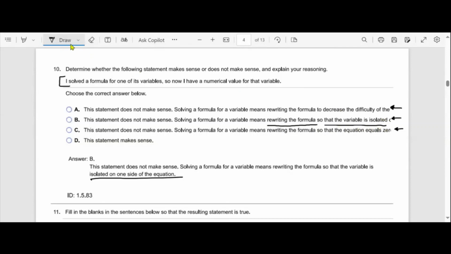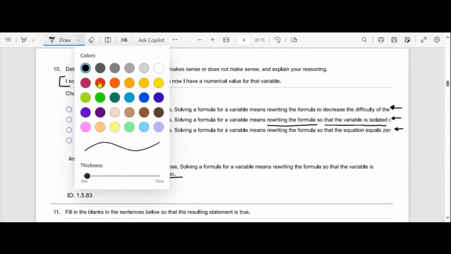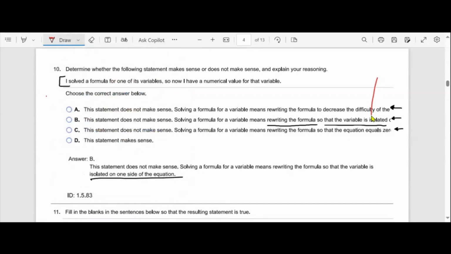What's mean isolated? What's mean isolated? والله ما أدري. معزولة. Oh, okay.